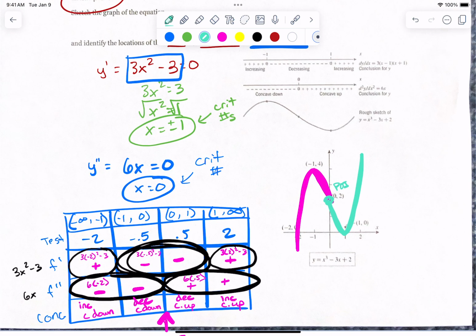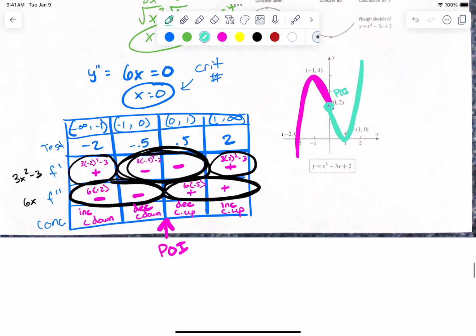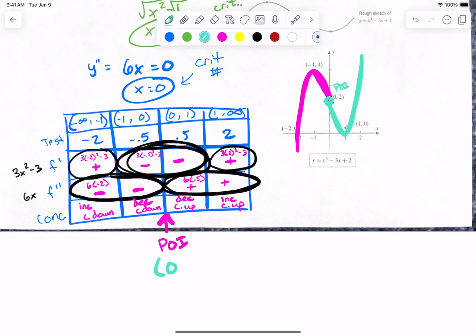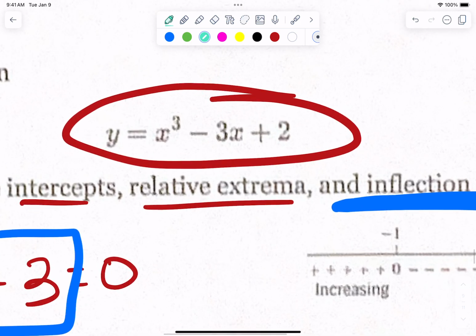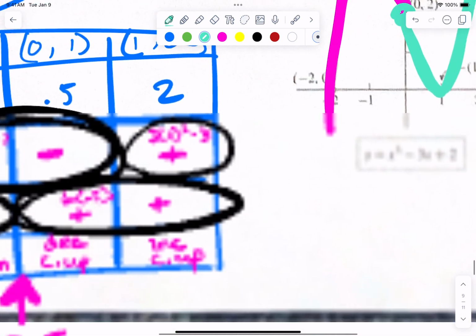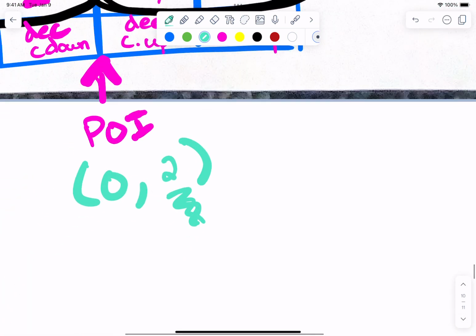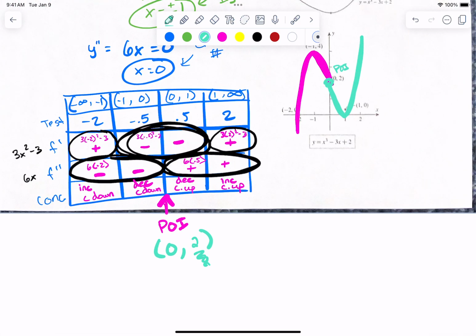How do you know it's 2? The point of inflection is at 0 comma something. How do I find that something out if I don't already have the graph? Plug it back into the original for x, right? So what was it? 0, so it's 2. 0 comma 2. That's how they get the y coordinate at that point. Got it?